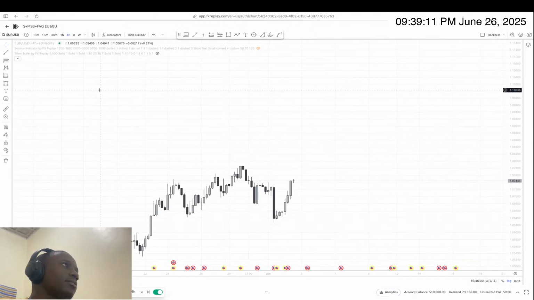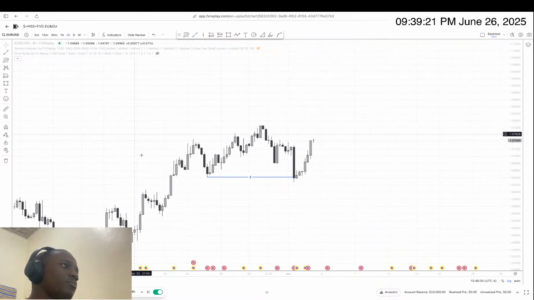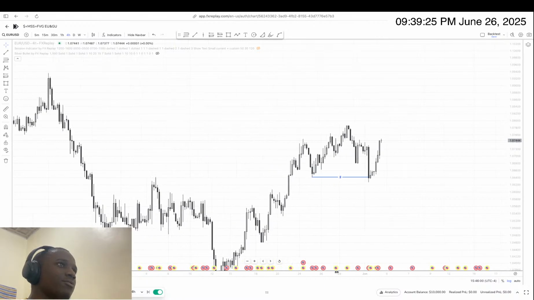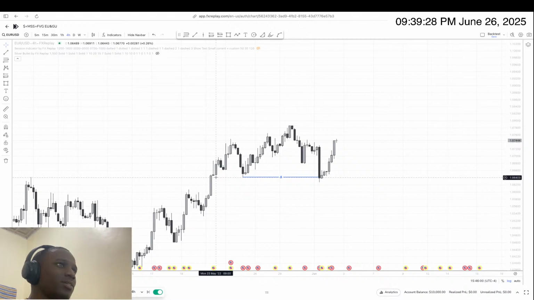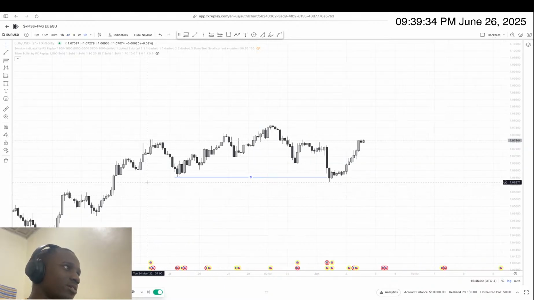Okay, so I think this is a good sweep to mark. We have this nice sweep of liquidity, and it happened while we were in this 4-hour fair value gap. As you can see, the 4-hour fair value gap, we tapped into it, but not fully. I don't know, maybe it will be clear on the 2-hour. Let's see how the 2-hour is looking.